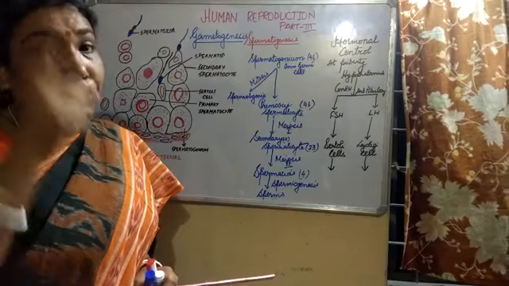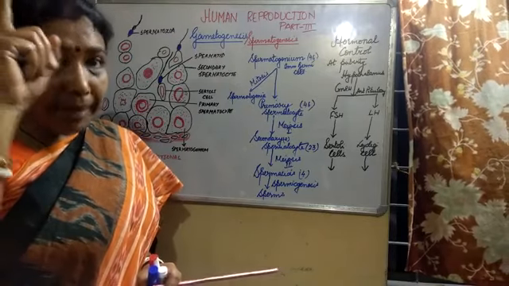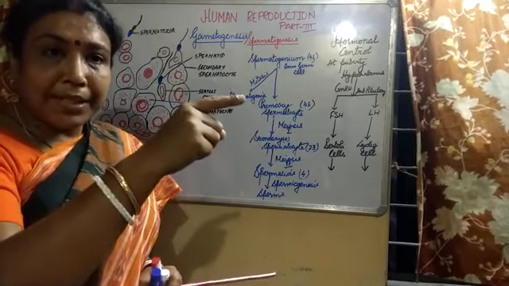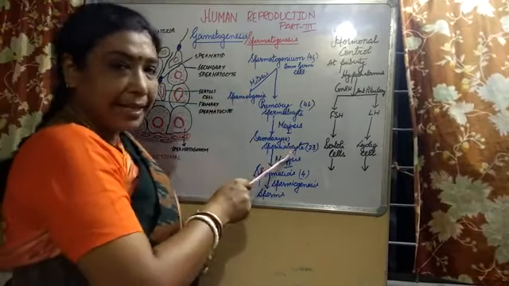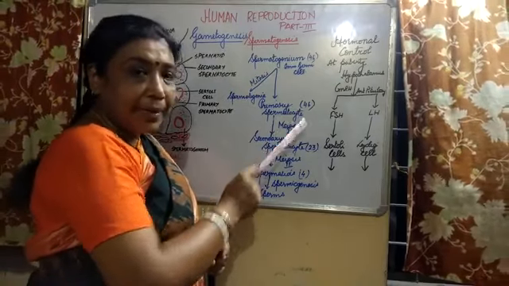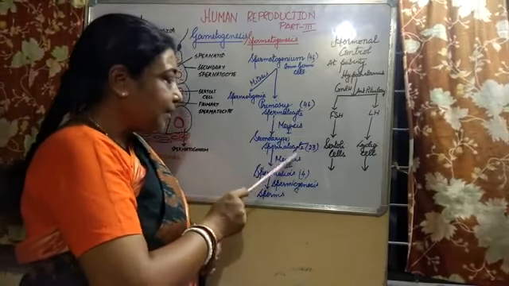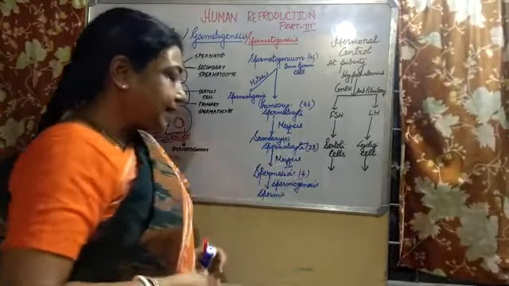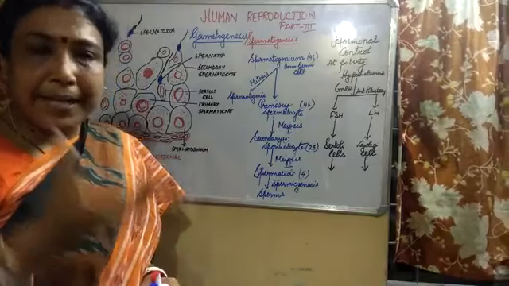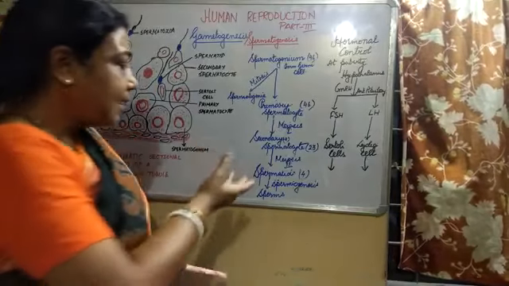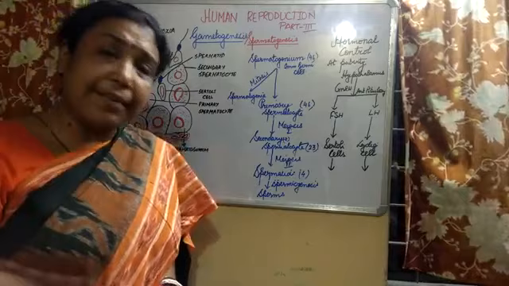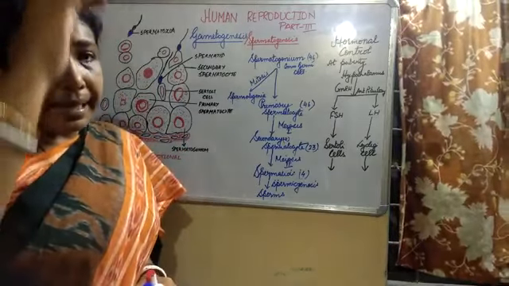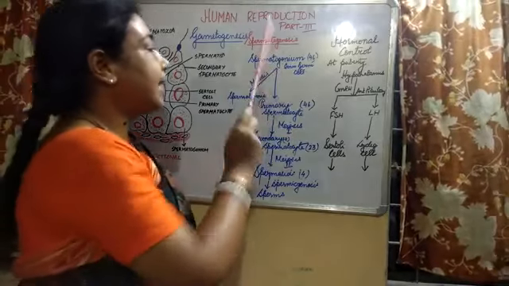So you all saw from spermatogonia, by mitosis, primary spermatocyte; from primary spermatocyte, secondary spermatocyte by meiosis 1. Then the secondary spermatocyte undergoes meiosis 2. Ultimately you are getting the spermatids, and then by a process known as spermiogenesis they are transformed into sperms. So this is the entire process of spermatogenesis.